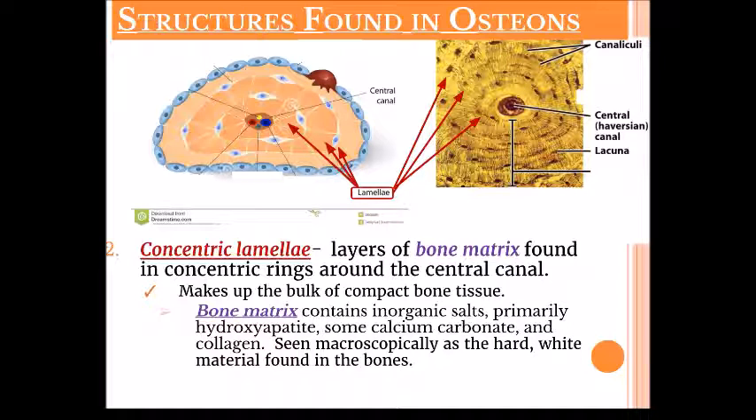Now, bone matrix is made up of inorganic salts, some hydroxyapatite, some calcium carbonate, and of course, collagen fibers. When you look at this bone matrix with just your naked eye, macroscopically, you see it as that hard white material that bones are made out of. So the concentric lamellae make up the bulk of compact bone tissue. Most of compact bone tissue is going to be these concentric lamellae. So they are most of the osteon as well.